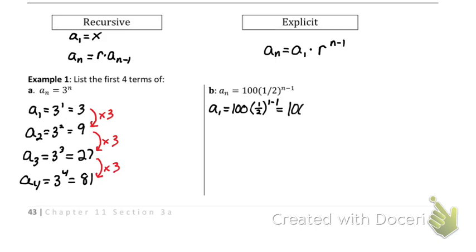I guess we can write out the whole thing. Well, 1/2 to the 0th power is 1. Anything to the 0th power is 1, so it is just going to be 100. For a sub 2, we're going to have 100 times 1/2, and we'll do it all. So we have 2 minus 1 equals 100 times 1/2 to the first. Well, that's multiplying 100 times 1/2, so that's going to be 50.